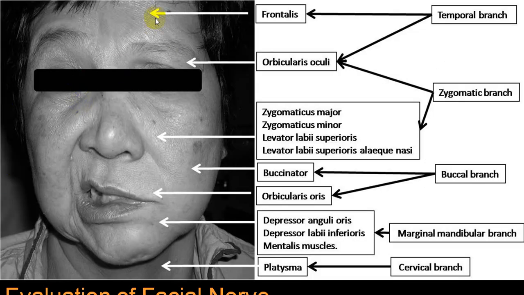So these are all the different muscles. The temporal branch will be supplying frontalis belly and orbicularis oculi. The zygomatic branch will also supply zygomaticus major, minor, levator labii superioris, levator labii superioris alaeque nasi, and also orbicularis oculi. The buccal branch will be innervating orbicularis oris and buccinator, while the marginal mandibular branch will be supplying the depressor part and lower lip muscles, and the cervical branch will be innervating the platysma muscle.